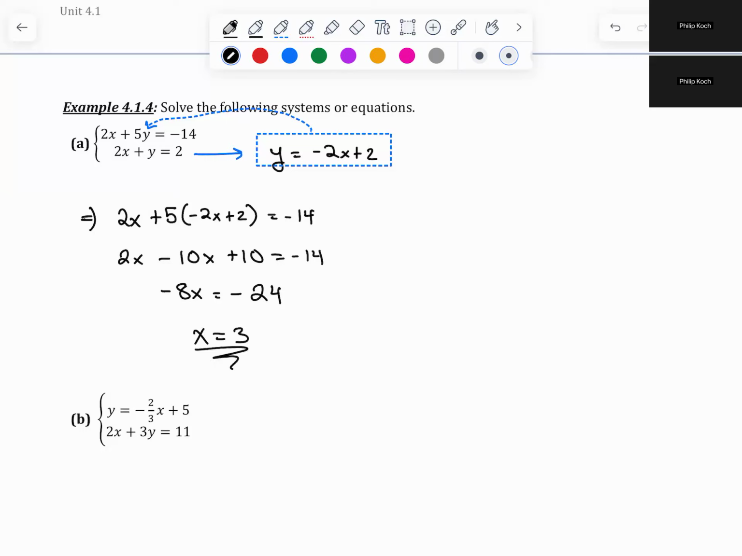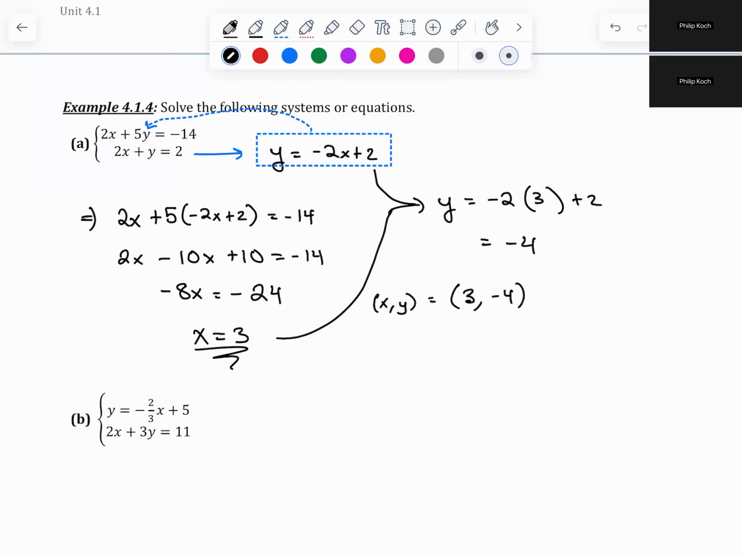And then I'm going to take this information with this information to find that y is equal to negative 2 times x, which is 3, plus 2. That's negative 6 plus 2. That's negative 4. So that gives us the solution 3 comma negative 4. That's our x comma y. If you just want to write the coordinate point and you don't want to write x, y equals, that's fine. It's just a reminder that it's an x, then a y.